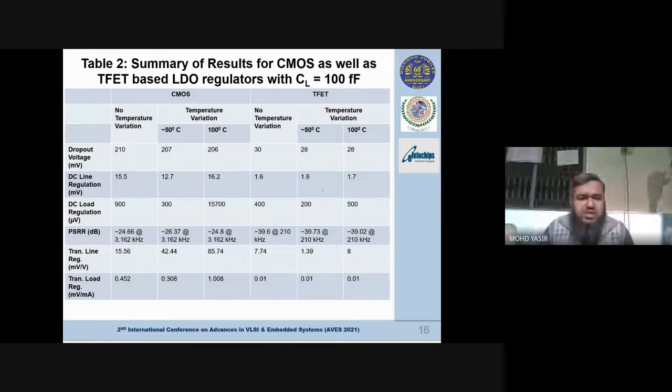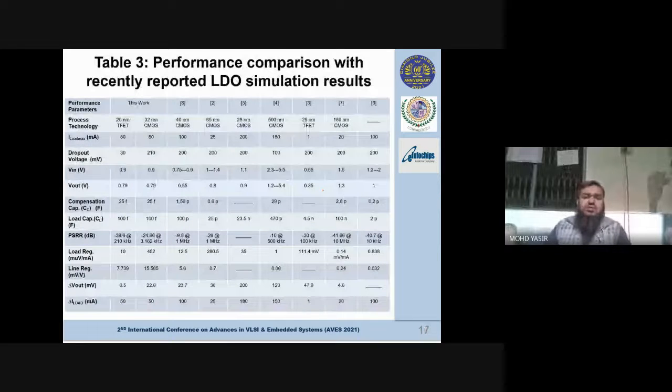Here we have two columns, one for CMOS as well as a second for TFET, and both the columns are divided in three columns: no temperature variation, minus 50 degree temperature variation, and 100 degrees centigrade. And this is the table which is comparing the performance with the recently reported LDO simulation units.